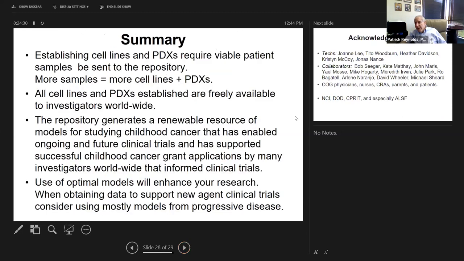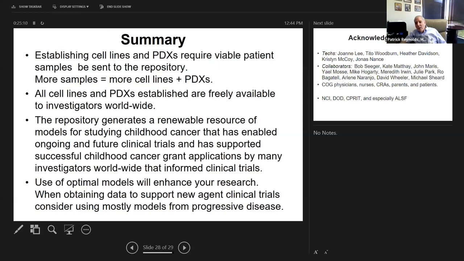So in summary, establishing these cell lines and PDXs requires viable patient samples to be sent to the repository. And that's something I want to stress. More samples means we're going to have more cell lines and PDXs to share with everybody. The cell lines and PDXs we establish are freely available to investigators worldwide. This repository is a renewable resource. As you see, it has enabled ongoing and future clinical trials. We're very proud of the ability to send these models out and help people do what they need to do. And we really want people using optimal models to enhance their research. So if there's anything we can do to help you with that, please let us know.